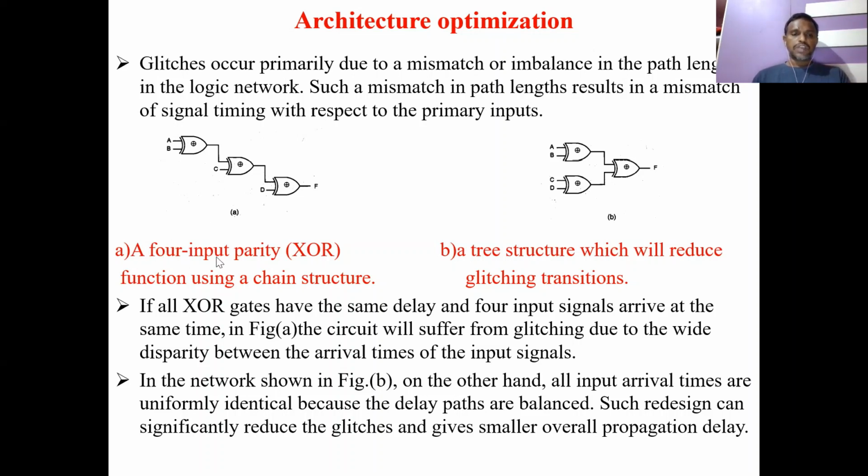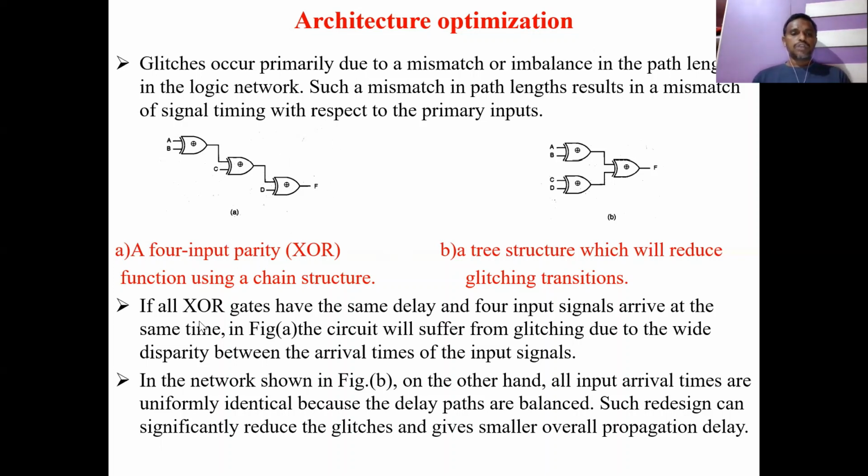Here we have a 4-input parity XOR function, using a chain structure and a tree structure, which will reduce the glitches. How does this reduce them? Due to this construction, the path will be reduced, so the delay will be reduced, and the inputs reach in proper time without delay, so we will get the proper outputs, without any glitches. So that's how you can reduce the glitches.